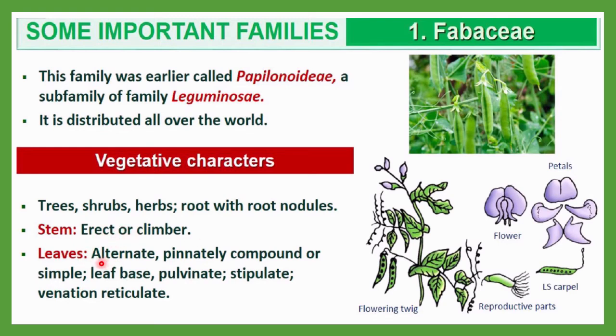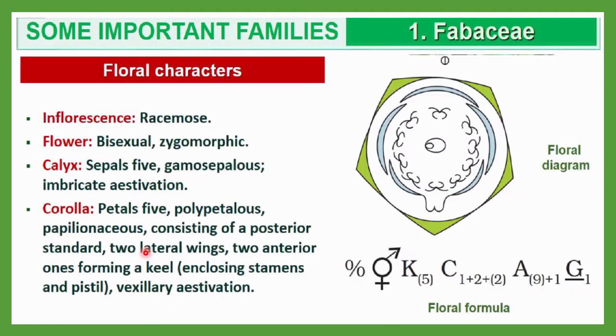Leaves are alternate. Now you know very well what alternate leaves are. Already we have discussed. Pinnately compound, you know this definition also. Pinnately compound leaves or sometimes a simple leaf. Leaf base is pulvinate. This also we have discussed, what a pulvinate is, a bulging portion of the leaf base. Stipules are present here, and venation here is reticulate. So you have to remember all these vegetative characters.